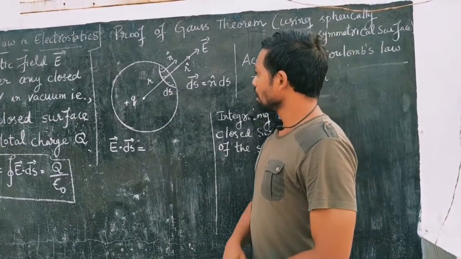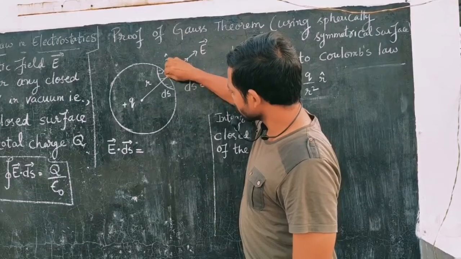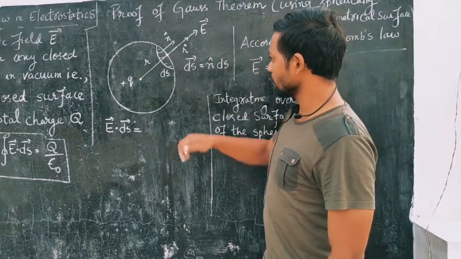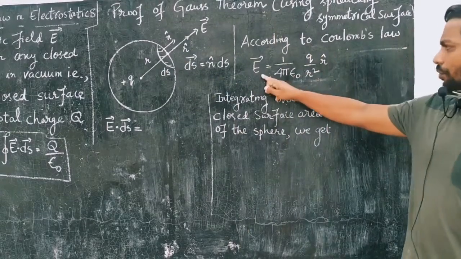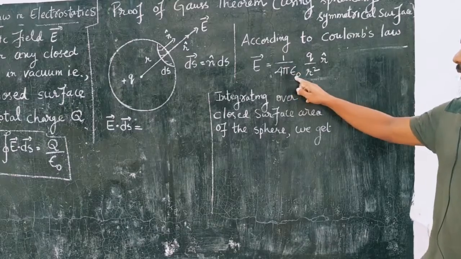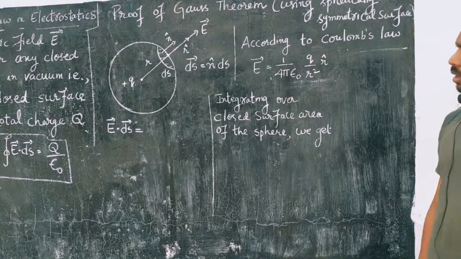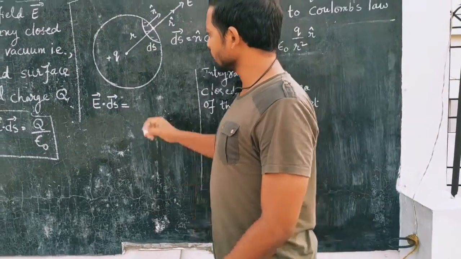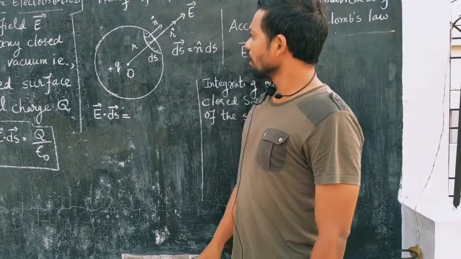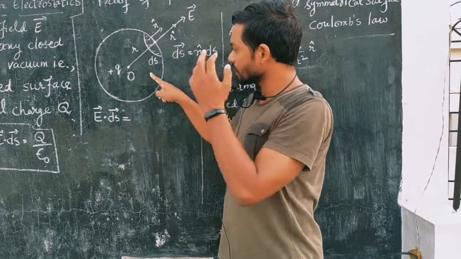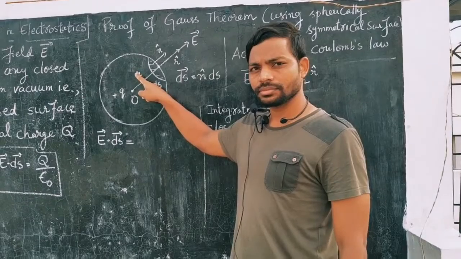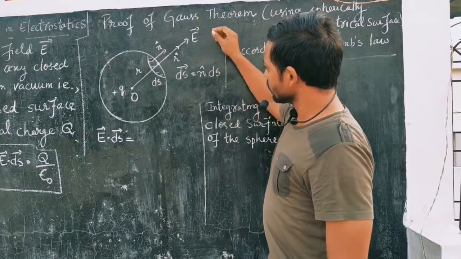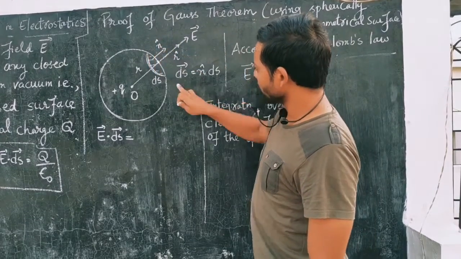And if you wanted to know at this point what is the electric field intensity, according to Coulomb's law, we know that E is equal to 1 by 4 pi epsilon naught Q by r square r cap. Let me explain the terms in the diagram. This is a charge anchored at the center O, and we have considered a sphere around this charge exactly at a distance r. The radius is r, and you can see that I have considered a small area element dS.